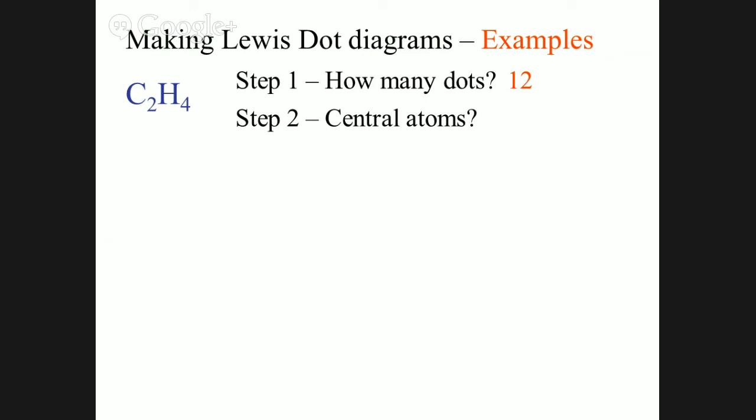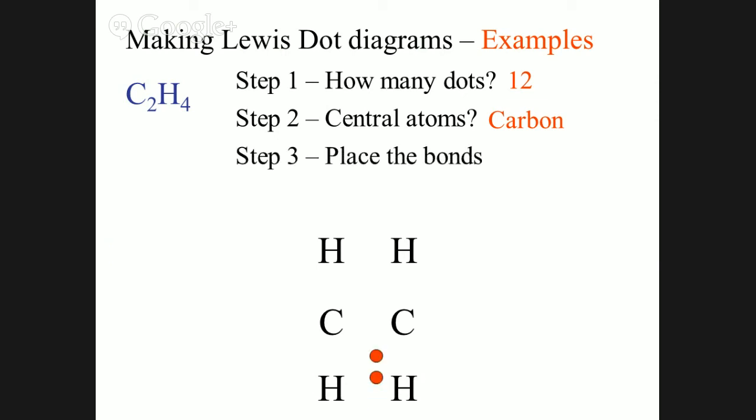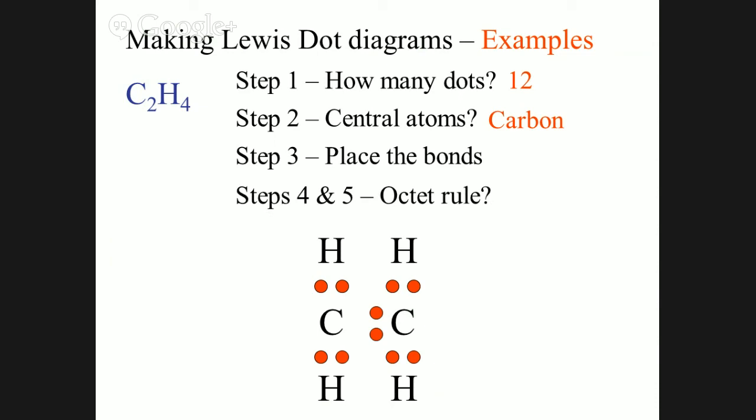The process is still the same. Central atoms are never going to be hydrogen, so the carbons go in the middle, and there's my 4 hydrogens. And now I put in my bonds. Okay, everything's bonded. A bond between the 2 carbons and a bond from each carbon to 2 hydrogens, as you see. Okay, now the octet rule.